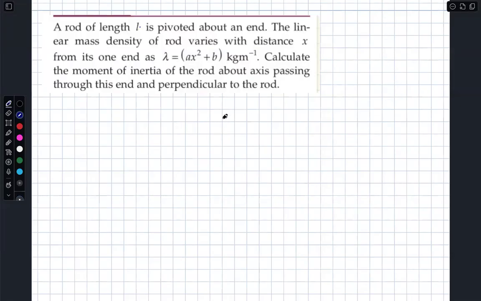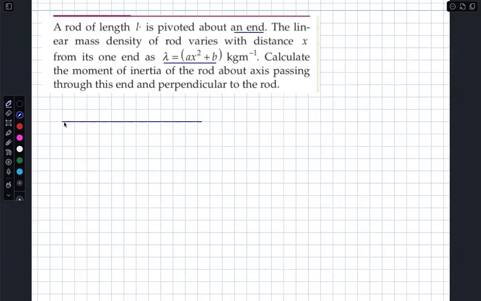A rod of length L is pivoted about an end. The linear mass density of the rod varies with the distance according to the condition lambda is equal to ax square plus b kg per meter. Calculate the moment of inertia of the rod about an axis passing through its end and perpendicular to the rod.